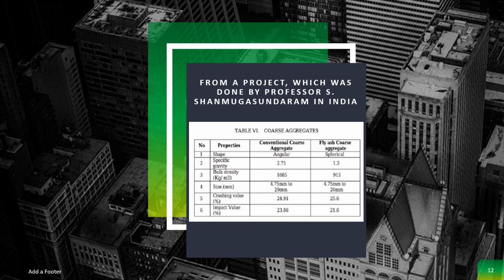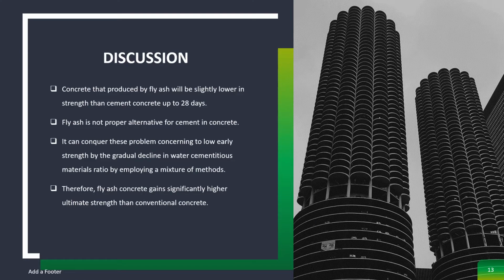For coarse aggregate, fly ash coarse aggregate has a spherical shape and the conventional coarse aggregate has an angular shape, but the specific gravity for fly ash coarse aggregate is also lower than conventional coarse aggregate. For the discussion part, concrete produced with fly ash will be slightly lower in strength than cement concrete up to 28 days. Fly ash is not a proper alternative for cement in concrete.